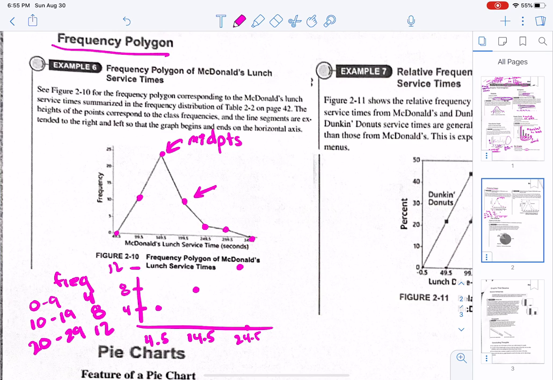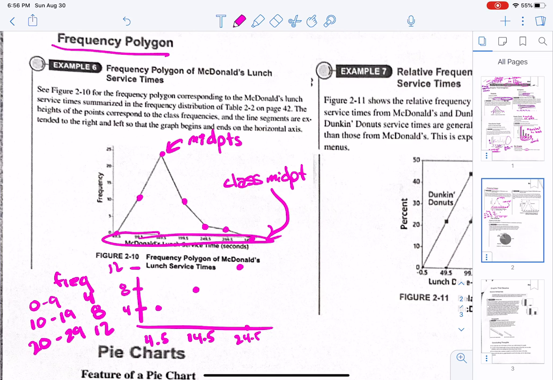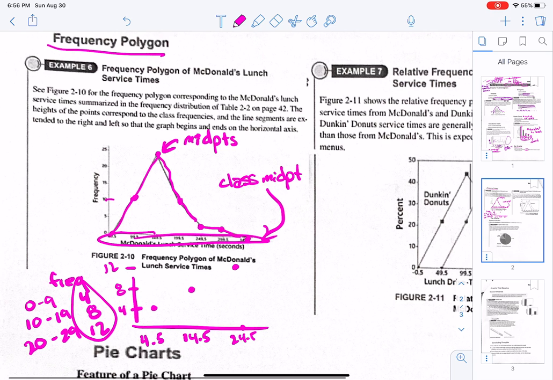So they use the class midpoint for these categories down here. I should put an arrow there. Sorry. These are your class midpoints, okay? And then the frequency is just the normal frequency that they had on the table, okay? And then you connect your dots with a line, and it just kind of makes a nice midpoint. You can kind of see, rather than doing bars like the histogram does, it gives you kind of a nice line graph in that way, okay?